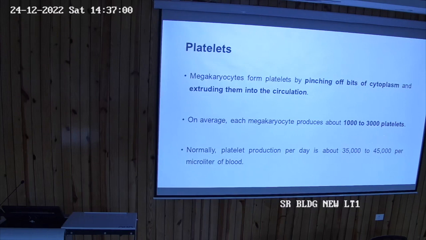MCQ. From where are the platelets getting formed? From the pinching of bits of cytoplasm, extruding them into the circulation. Okay, formation of platelets. Production per day is 35,000 to 45,000 per microliter. Lifespan of platelet is?